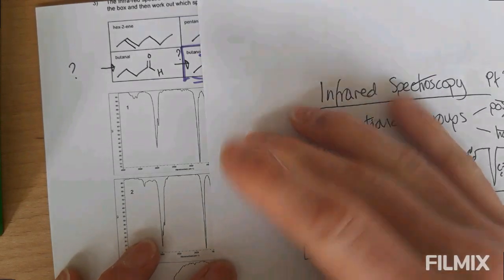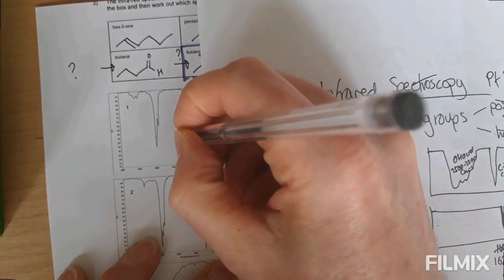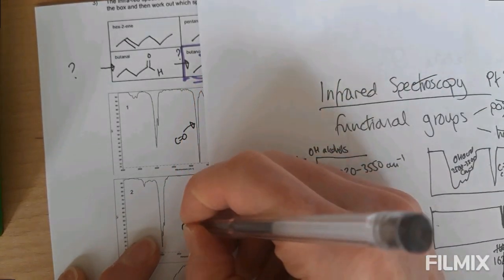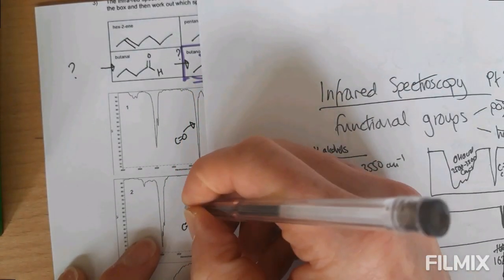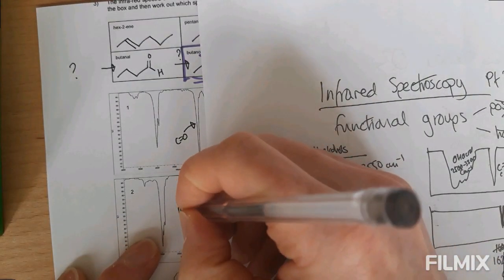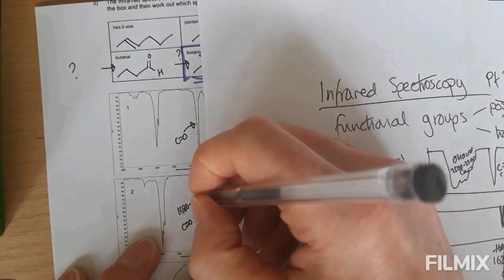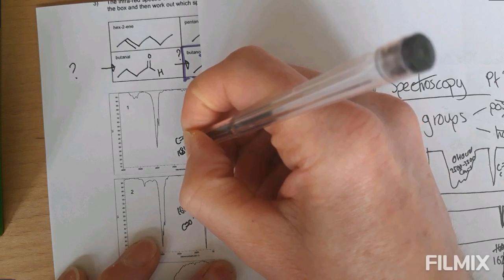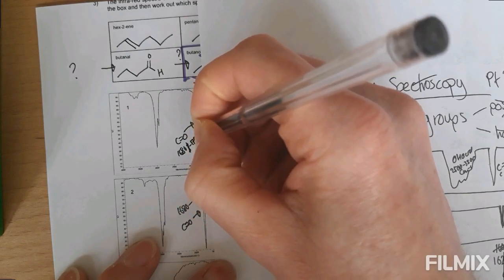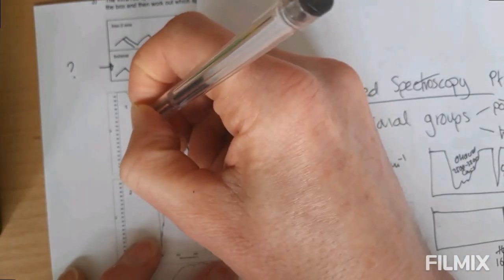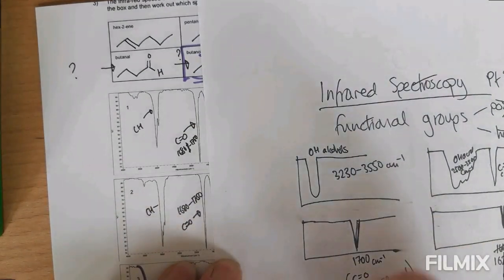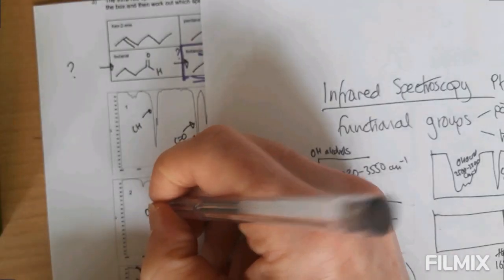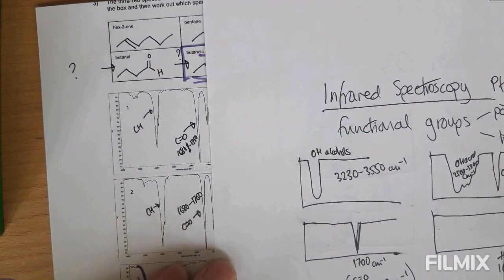Once you cover up the fingerprint regions, it becomes obvious that the important peaks, these two have both got a C double bond O at around about 1700, or in the exam I would write between 1680 and 1750. This peak here is just a CH peak, which exists between 2850 and 3300. But they've all got a CH peak, so it's never a useful peak, really.